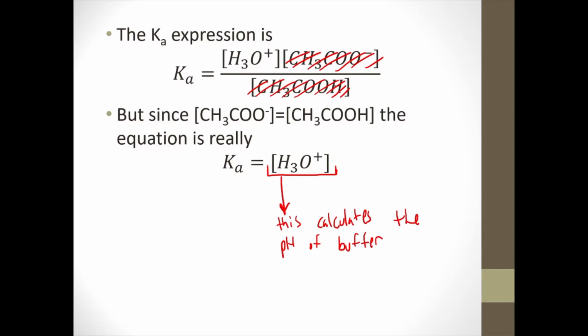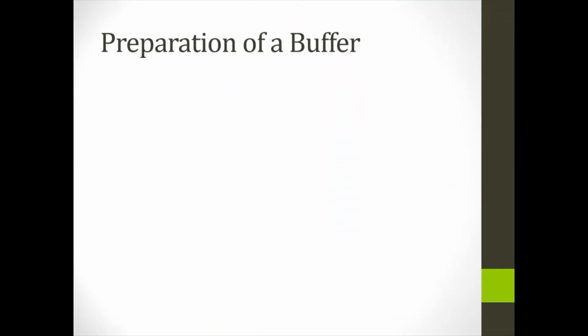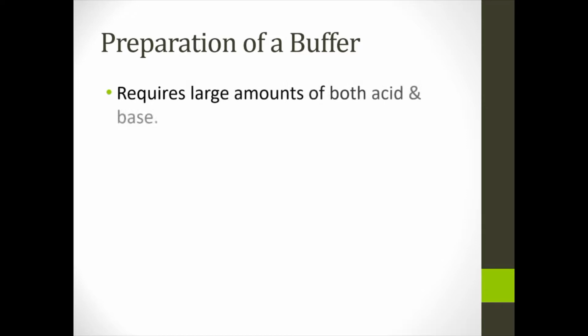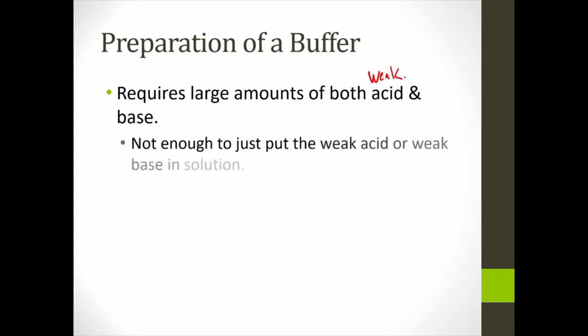Now, the preparation of a buffer, all it takes is you just have large amounts of a weak acid and its conjugate weak base. And I gotta make note of weak acid. This is because of the equilibriums that they create. Strong acids don't make buffers because they don't create equilibriums, they just dissociate immediately. And same thing with strong bases. So a buffer has to be made of a weak acid or a weak base, and its conjugate.